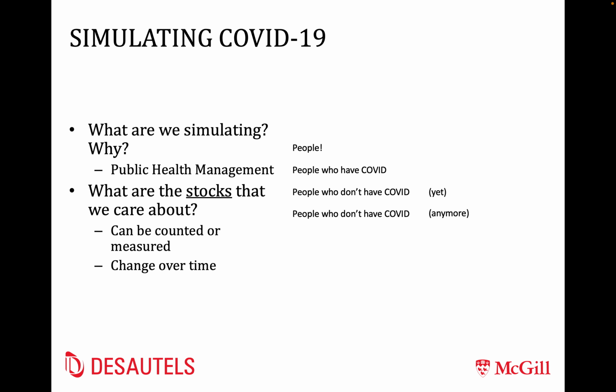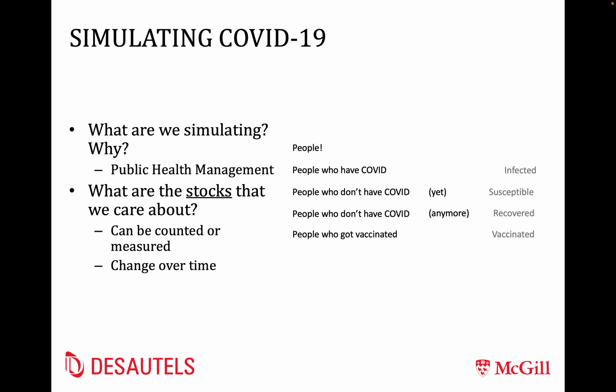So these are people who had COVID and who have since recovered, right? So they are no longer in that same pool of people who are very likely to get the disease. You may also be interested in people who got vaccinated, right? Again, this is a category of people who have been taken out of this category of people who don't have COVID yet, right? Because of the vaccine. So these are, I think, the important stocks in this simulation that we want to think about.